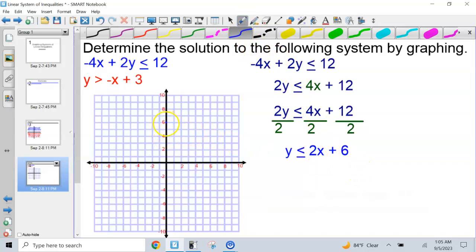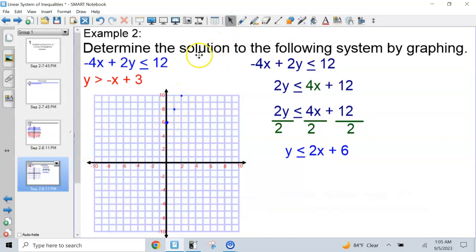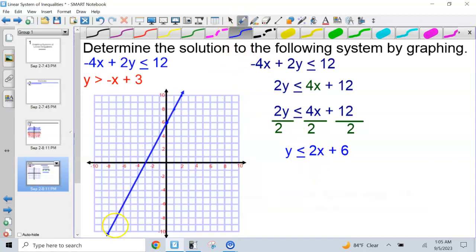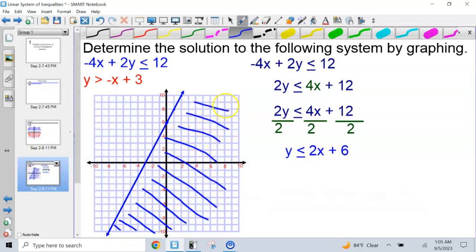So solid, start at 6, slope of 2, so up 2 over 1, up 2 over 1. I also go down 2, left 1, but here's that blue line. Y is less than, so I shade below, so I'm going to shade over here. Alright, so this is the first one done.